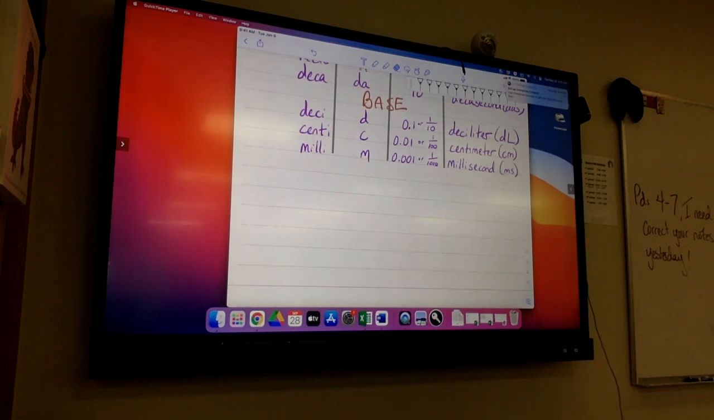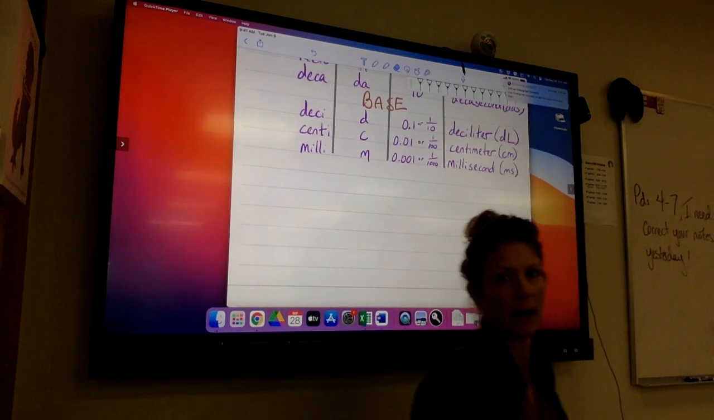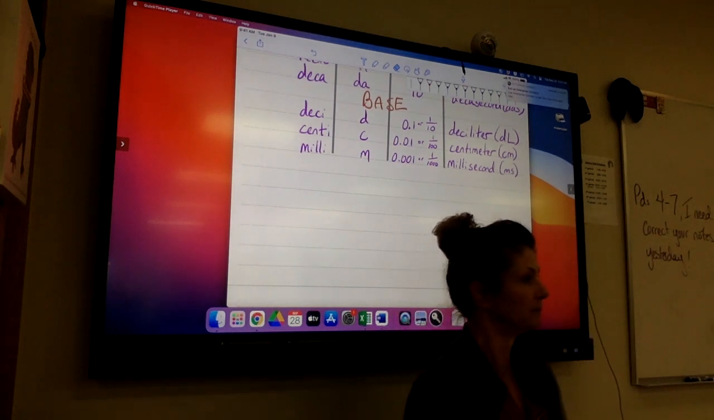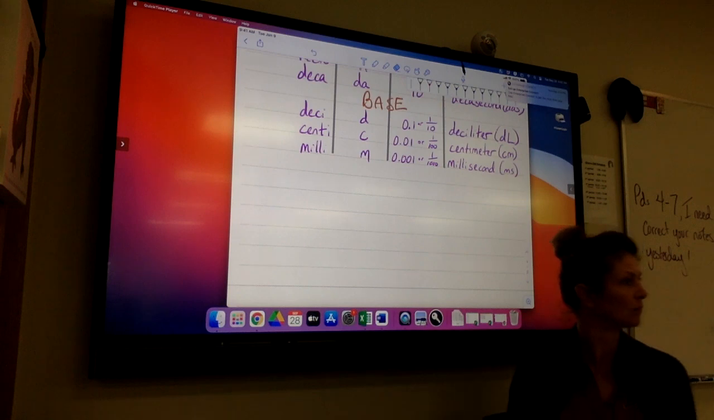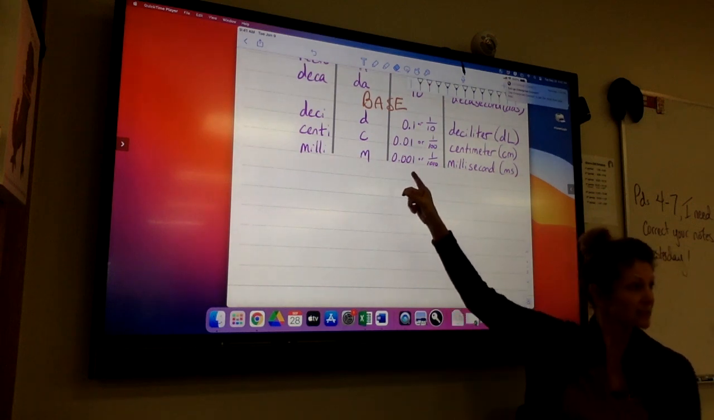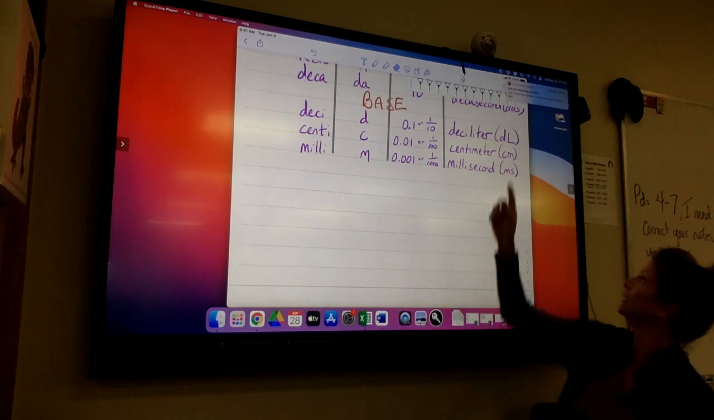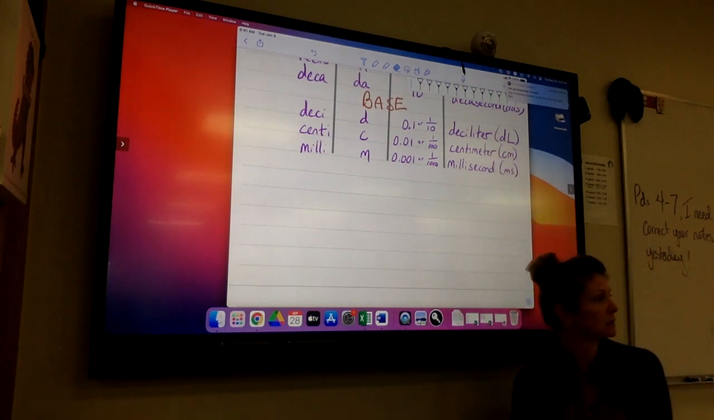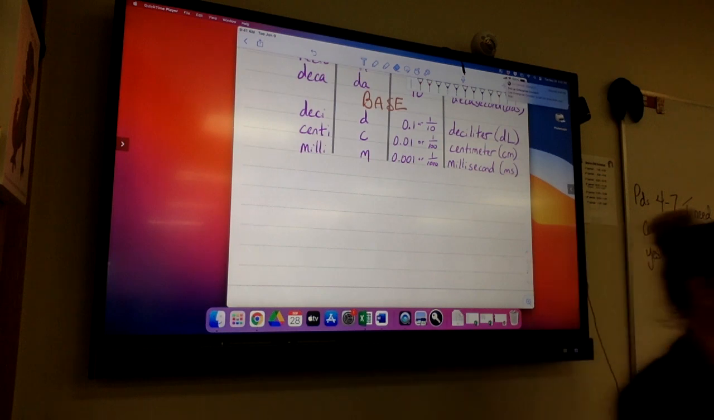All right. How many seconds is a millisecond? 1/1000th of a second. Good. How many liters is a deciliter? 1/10 of a liter. You see how you're reading this chart? Super simple, right? And what's the key to remembering all of it?